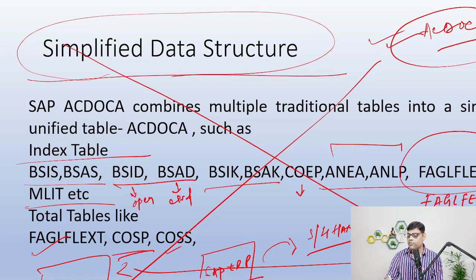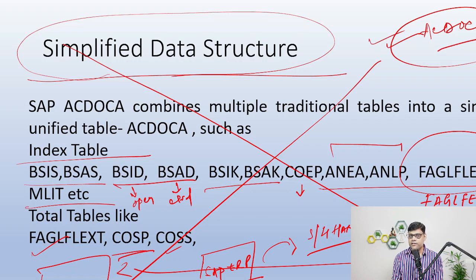So one table we are going to have: ACDOCA. That is why in S4, whenever you check any report or fetch any report, the data will come from ACDOCA. Initially the table had its own limitations related to finance, but gradually SAP added new features and new versions, and in every version something new was added in the universal journal. That's why we say it is a futuristic table.